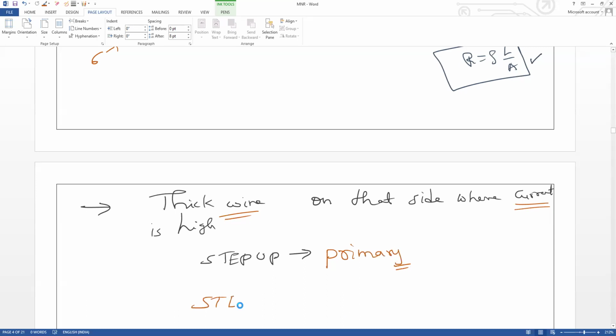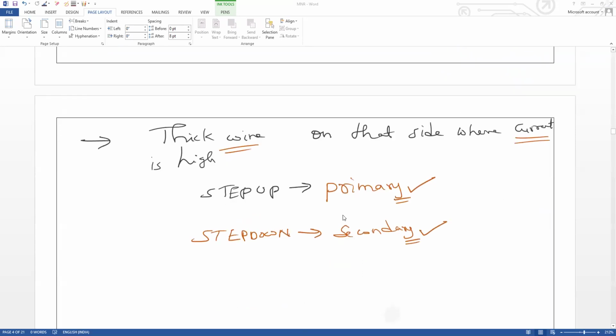Then step down. Step down means high voltage to low voltage. So in the primary coil, more voltage and less current. In the secondary coil, less voltage and more current. So which coil do we use thicker wire for in the step down? Secondary coil. Do you understand this point? For JEE also they will ask you. So which coil must be thicker and which thinner? Where current is high, it must be thicker.